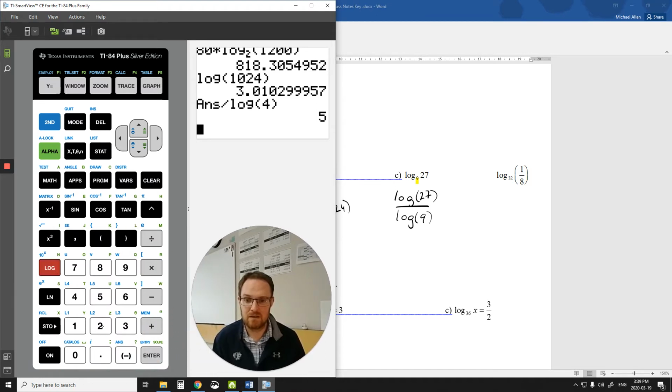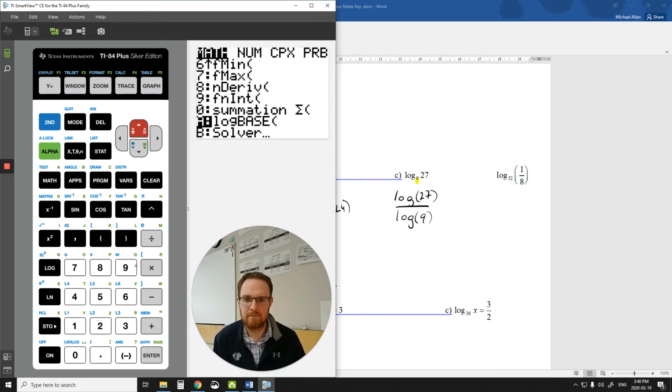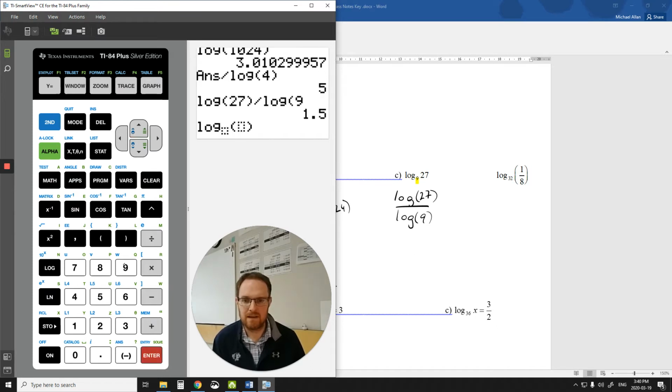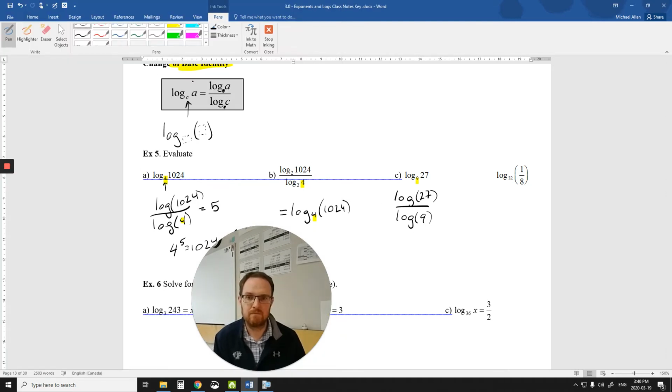So I can go log 27. Oops, make sure to close that bracket off. Divide by log 9. Right? 1.5. Then I can also just go to math and put 9 with a little 27 here. So 9 to the power of what is equal to 27? It's 1.5 as well. So this identity worked here. So 1.5.